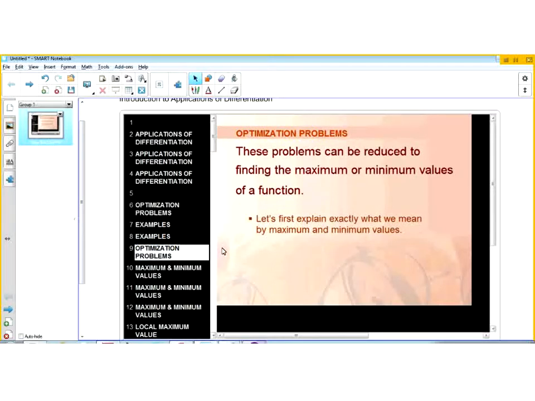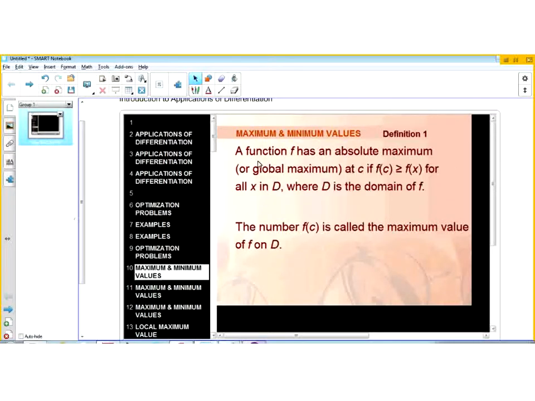Okay, so before we proceed with these optimization problems, we can explain what we mean by maximum and minimum values of a function. Right? So here we have a very important definition. A function f has an absolute maximum or global maximum at, say, x equals c if the output at c is greater than any other output for the function for all inputs in the domain. Okay, the inputs being x. Okay, all right. So f of c is called the maximal value of f on the domain.